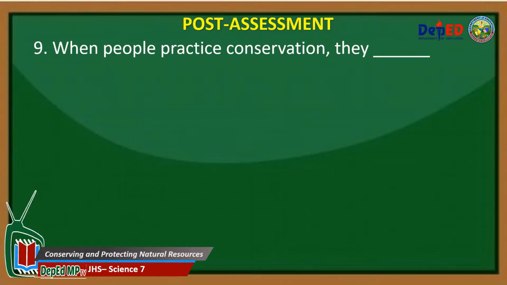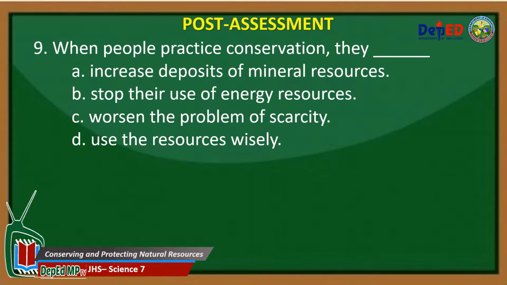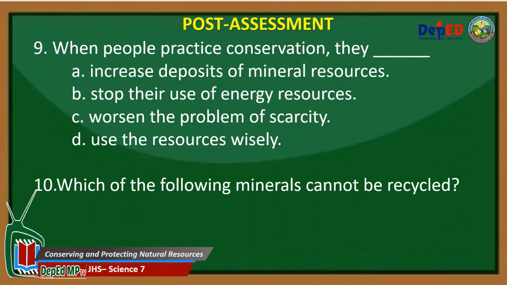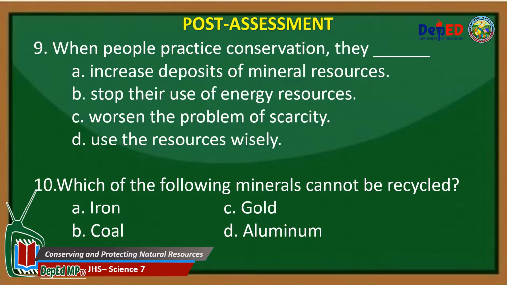Nine. When people practice conservation, they blank. A. Increase deposits of mineral resources. B. Stop their use of energy resources. C. Worsen the problem of scarcity. D. Use the resources wisely. Then, which of the following minerals cannot be recycled? A. Iron. B. Coal. C. Gold. D. Aluminum.